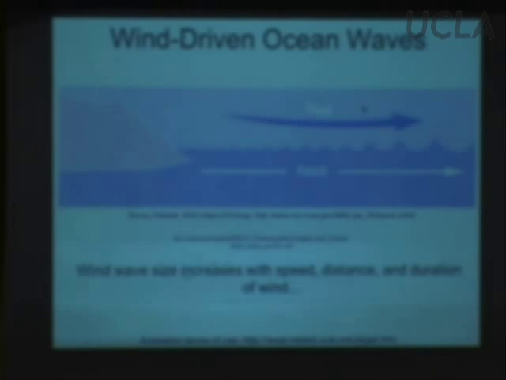and the longer the wind blows, the stronger the wind blows, the greater the distance the wind is blowing over, the greater the area of the ocean the wind is blowing over, the more energy is getting pumped into those waves and the bigger the waves get.